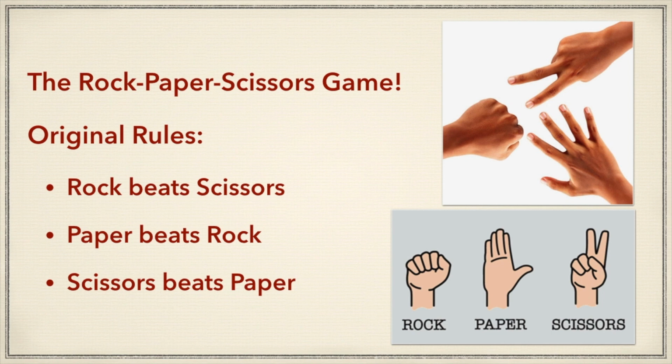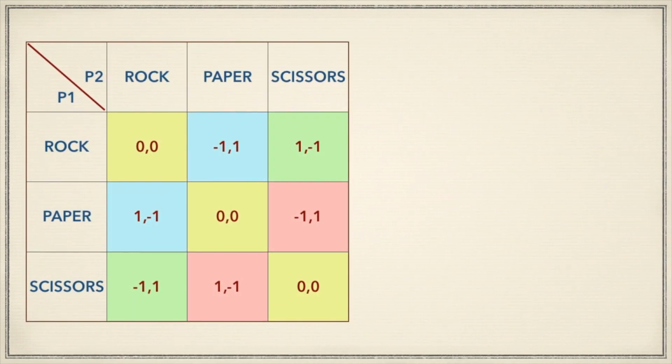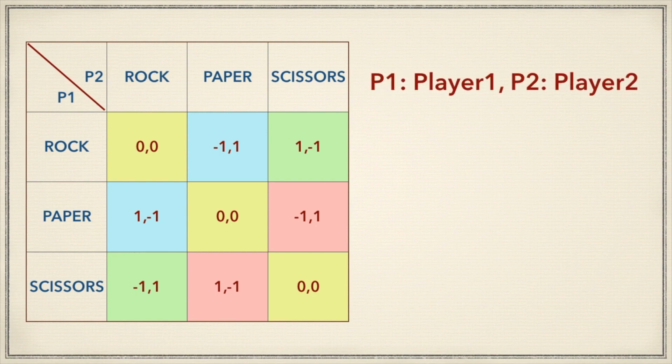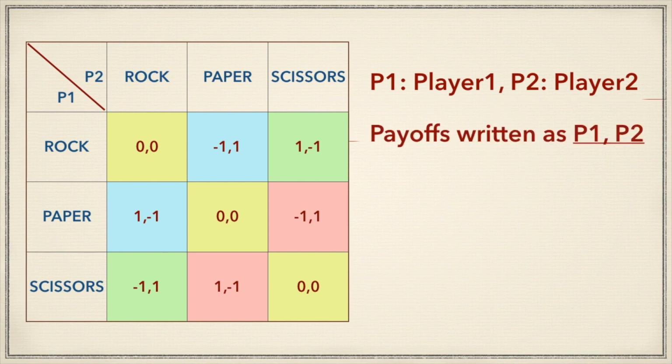So, can we analyze this game using our game theory concepts? Let's try. And here it is, the payoff matrix. P1 is player 1 and P2 is player 2. The payoffs are written as payoff for player 1 first, then a comma, then the payoff for player 2. +1 is the payoff for a win, 0 for a draw, and -1 for a loss.